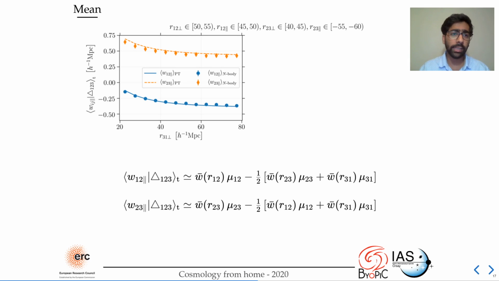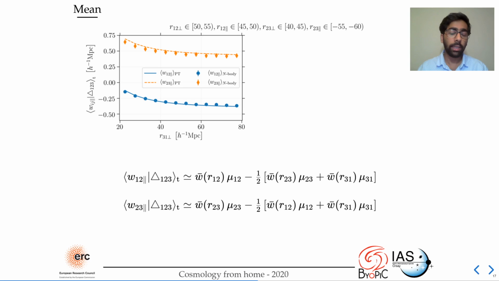What we show here is the first moment, the mean of this bivariate distribution. We fix a triangular configuration, the 4 sides of which are denoted at the top of this figure. On the x-axis, we let the 5th side, which is R31 perpendicular in this case, vary. On the y-axis, we show the mean velocity of this bivariate distribution of pairwise velocities in a triplet. The symbols denote the direct measurement from the n-body simulation, while the solid line and the dashed line denote the analytical prediction from leading order in perturbation theory.